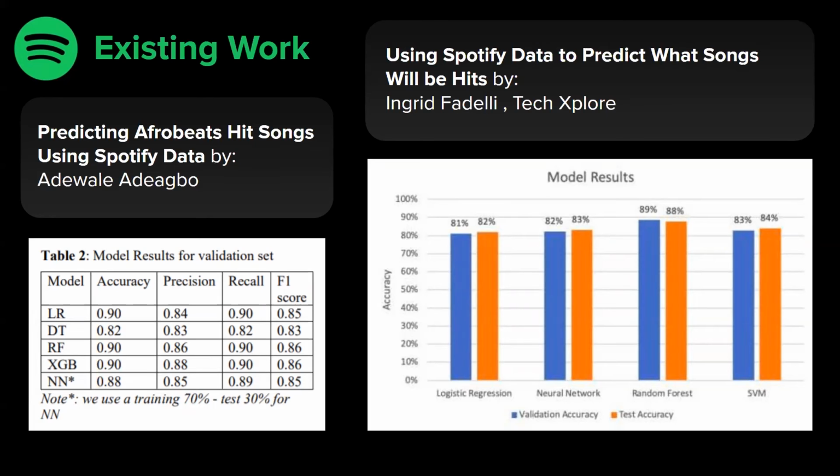And then the one on the right is from an article where they use Spotify data to predict what songs will be hits. Below are the results from their models. They also got pretty good results for random forest. These two existing works influenced our decisions for what kind of models we were going to use, because they were able to attain such pretty good accuracy with their model selection.